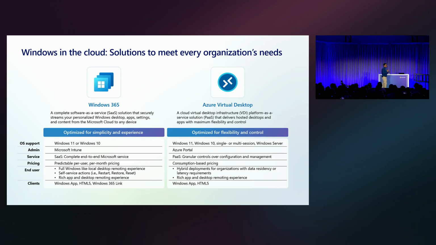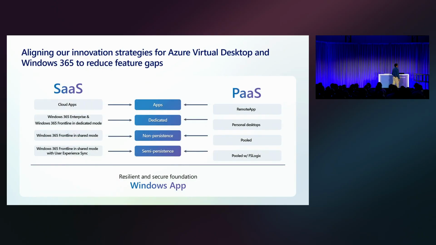But one thing we realized while talking to the customers is, hey, I am choosing one solution or the other solution because I have this feature here and I have this delivery method here. And that is not allowing them to choose a solution which is the optimal fit for them. So we have taken that feedback seriously, and now we are aligning the innovation strategies across both of our products.